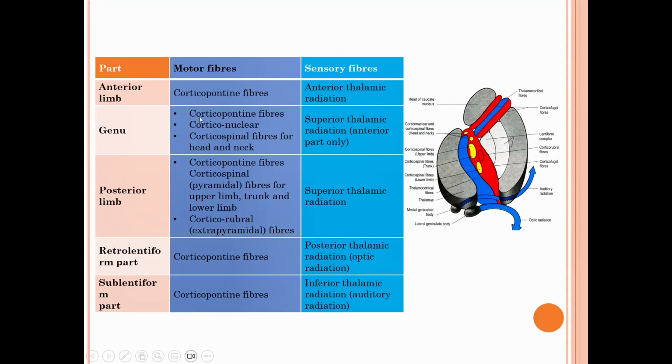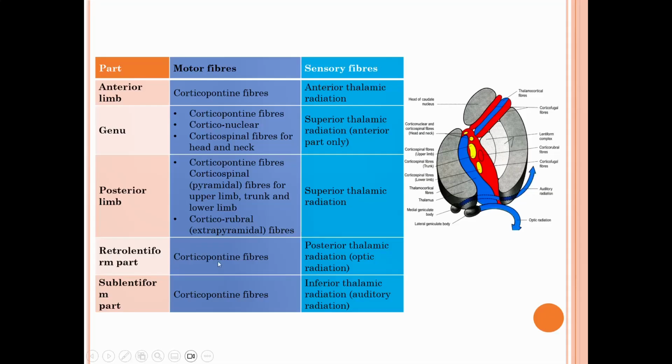Through the genu, corticopontine, corticonuclear, and corticospinal fibers of only head and neck will pass, and the superior thalamic radiation will pass. In the posterior limb, the maximum fibers passing are corticopontine and corticospinal, that is, pyramidal fibers for upper limb, trunk and lower limb, and also corticorubral, that is, those forming the extrapyramidal system. Okay, and then the superior thalamic radiation.